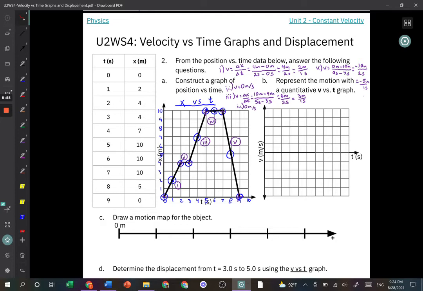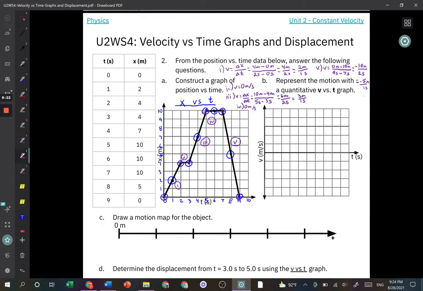So I'm going to set up my velocity versus time graph over here on the right, and I have my maximum velocity in the positive direction of 3 meters per second, and in the negative direction it will be minus 5 meters per second. So when I'm setting that up, I'm going to make sure that my scale is going to be consistent.